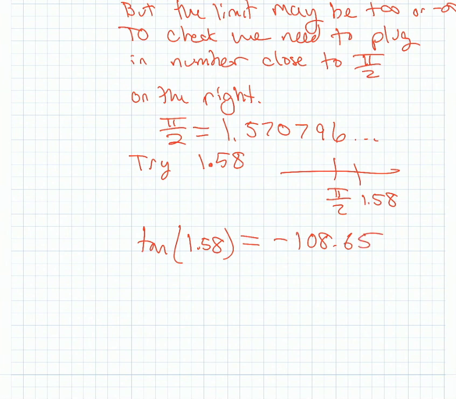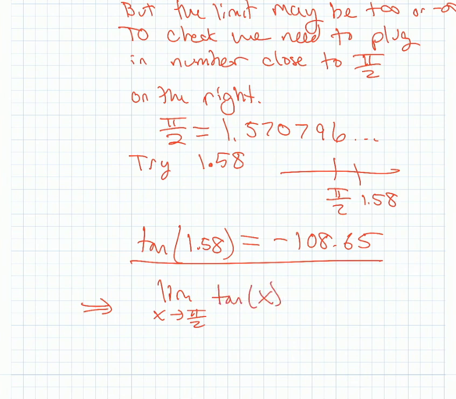Right? So, just from this right here, if you're evaluating the limit as x goes to pi over 2 of tangent x from the right, well, what do you think it is? We only checked one value, but negative 108.65, what do you think? How about that?